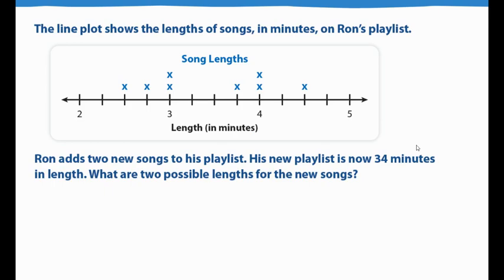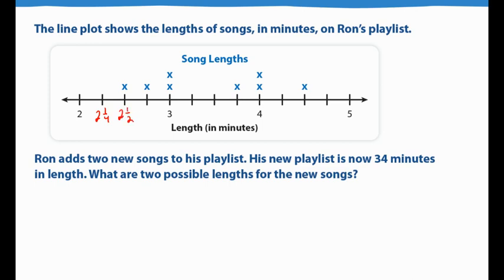So here they give us a line plot. So again, my first thing that I would want you guys to do is it gives us the length in minutes, it gives us the song lengths, it gives us the title, gives us all that good stuff. I would like to know what is in between. Go ahead and mark everything in between. So it looks like we have 1, 2, 3 in between. So these are going to be 2 1/4, 2 1/2.